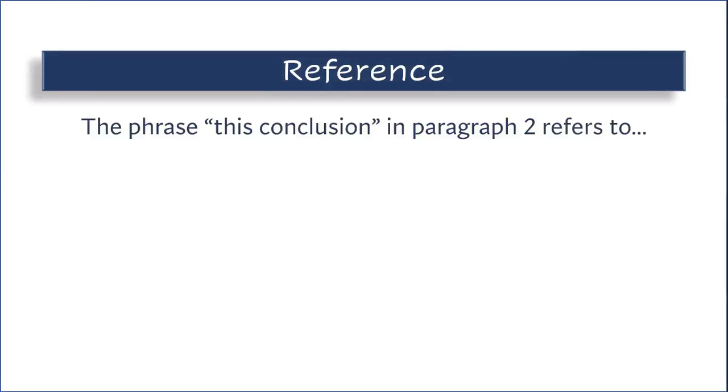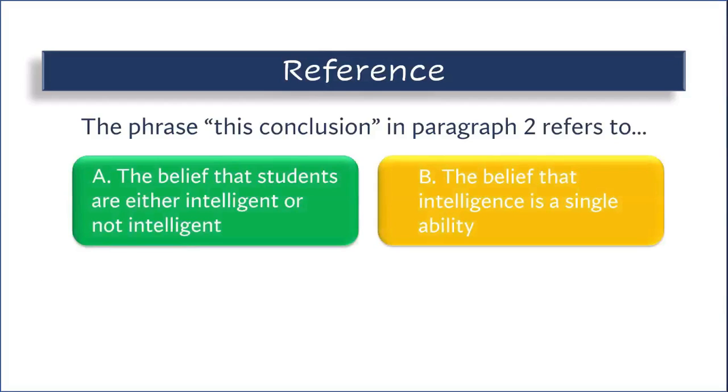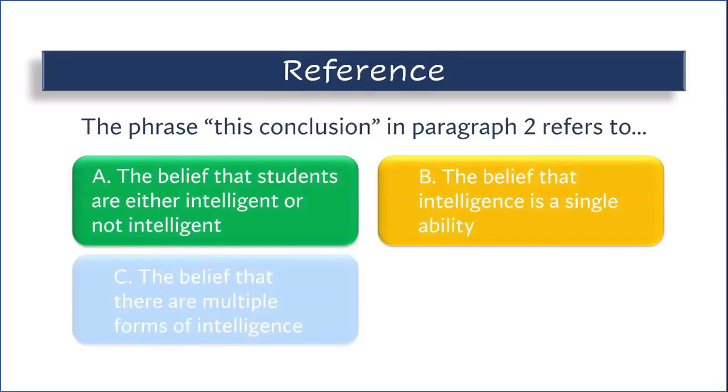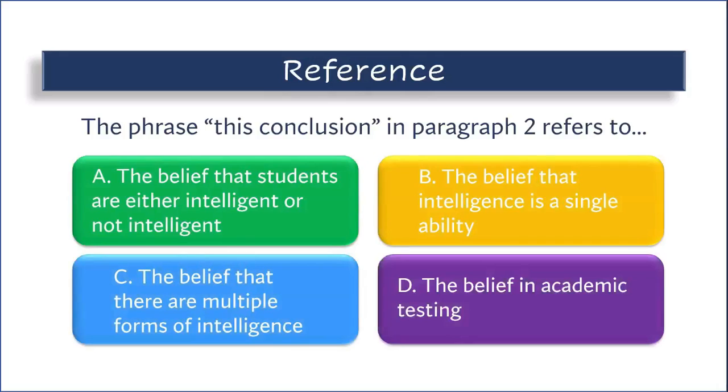The phrase "this conclusion" in paragraph 2 refers to A. The belief that students are either intelligent or not intelligent. B. The belief that intelligence is a single ability. C. The belief that there are multiple forms of intelligence. D. The belief in academic testing.